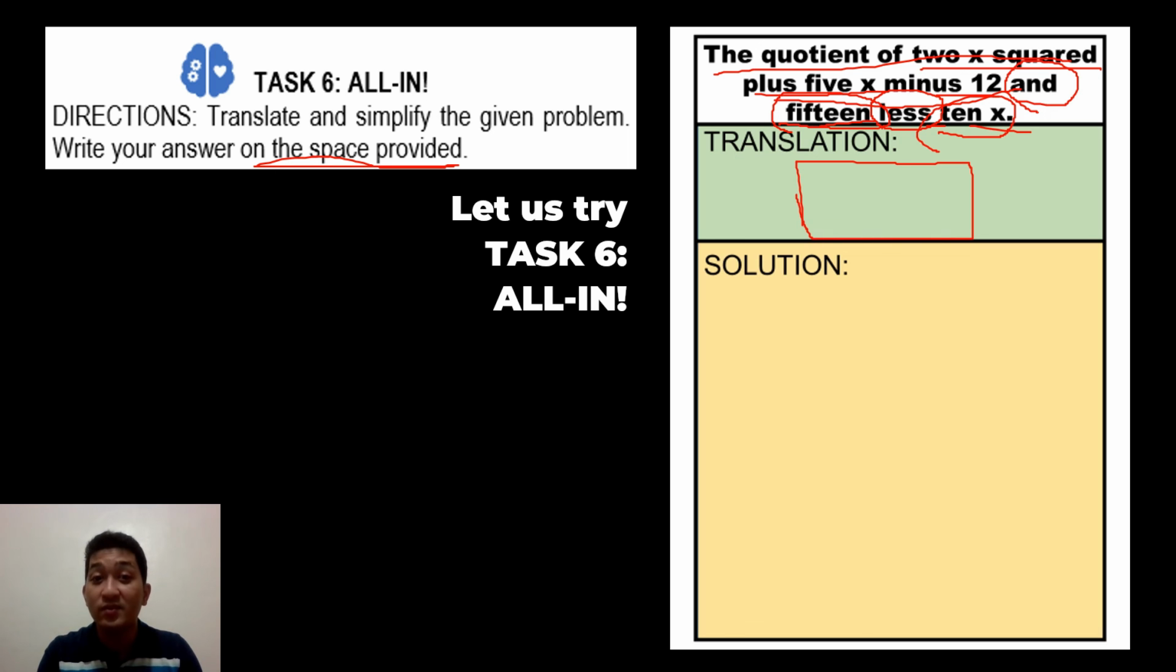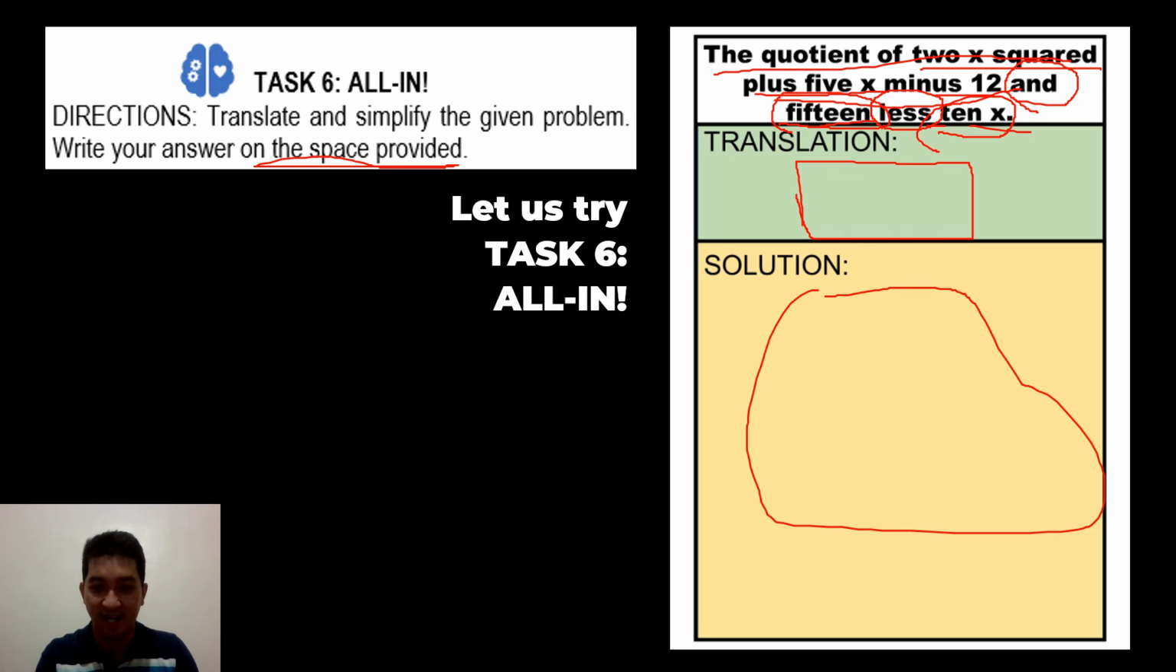Pag nasulat nyo na yung translation dito, yung rational algebraic expression, inyo na ngayong isi-simplify yung na-translate ninyo. Saan po isusulat? Dito sa space na naka-provide. Sir, pwede pong sa papel, dito sa space na ito lamang. Kung hindi magkasya, sa likod. Okay?